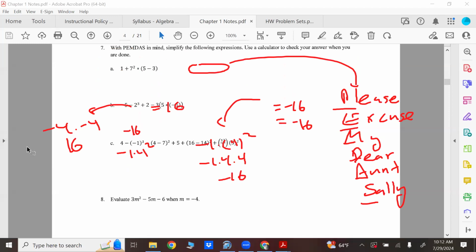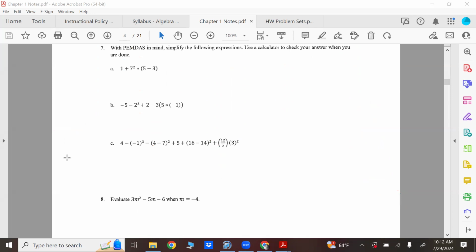All right, now we're gonna go deeper with this. What's the first thing I should do for part A? You see parentheses? Handle it. 1 plus 7 squared times 2. Do you see an exponent? Yep, deal with it. 1 plus 49 times 2. Do you see multiplication? Yep, deal with that. 1 plus 98. And then lastly, get 99. Order of operations: parentheses, exponent, multiply, then I add.